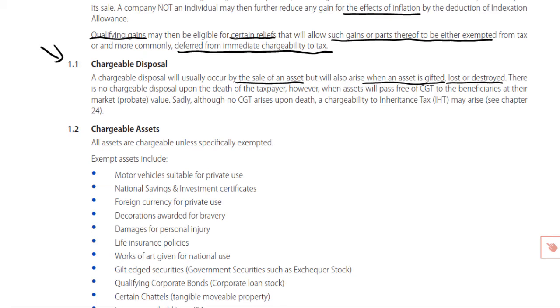But again, a chargeable disposal will also arise, surprisingly, when an asset is gifted, or indeed whenever it's lost or destroyed. Now, there is no chargeable disposal upon the death of the taxpayer. You may be considering that the only time that a taxpayer would give away their assets is when they have no choice, when they die and they're distributed according to the terms of the will of the individual. But no chargeable disposal occurs on the death of the taxpayer. So when we talk about gifts and a chargeable disposal, we'll be talking about gifts made in lifetime.